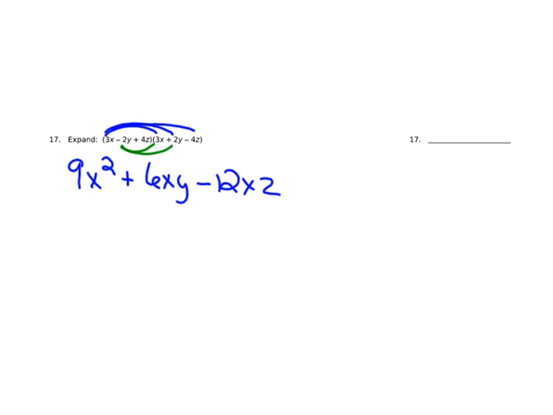And the last one for the review sheet, doing my distributive property 3 times. So we're going to have 9x squared plus 6xy minus 12xz. Now I have to do the negative 2y. So negative 2y times 3x is negative 6xy. Negative 2y times 2y is negative 4y squared. Negative 2y times negative 4z is 8yz.